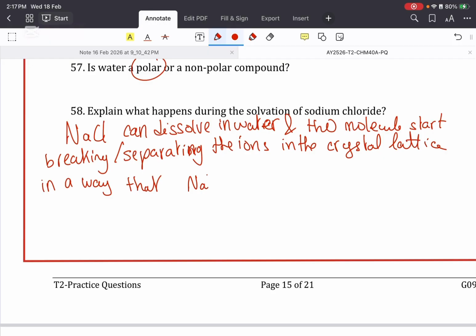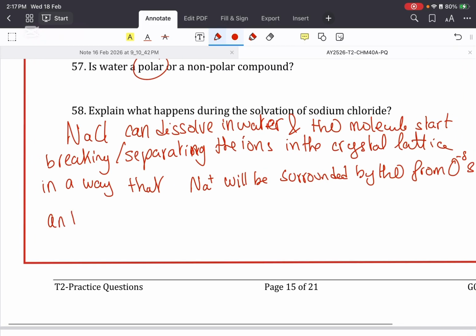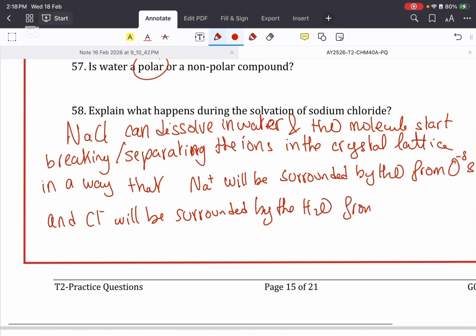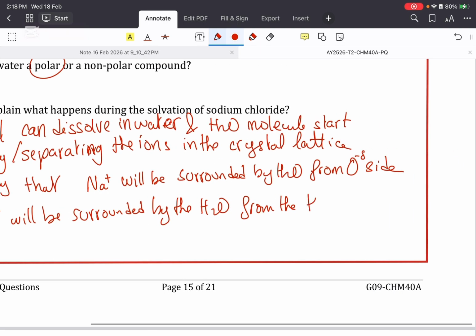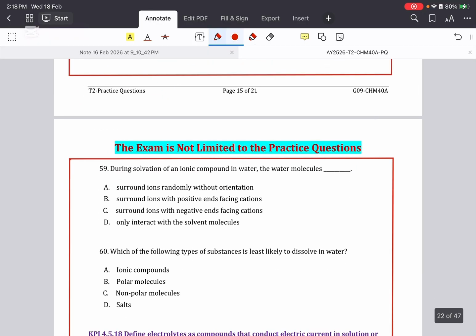Okay? In a way that Na plus will be surrounded by H2O from the oxygen side, and Cl minus will be surrounded by the H2O from the hydrogen positively charged side. So these are the ones that pull the Cl minus.